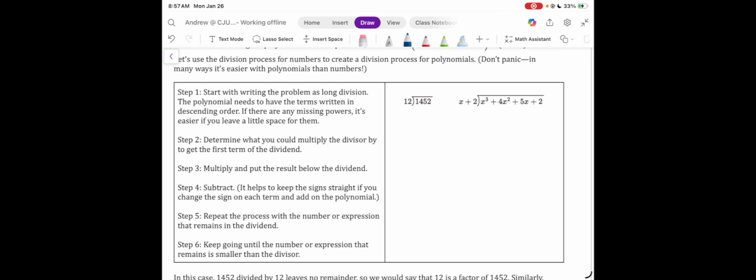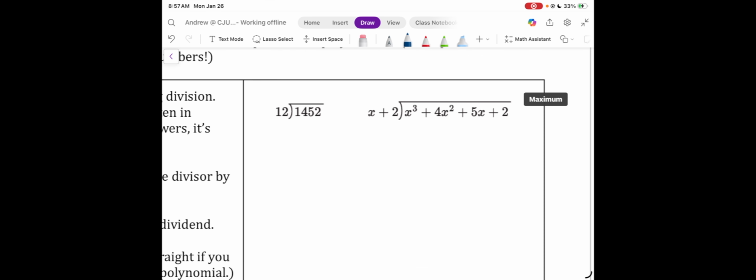So back in the days of elementary school, we would say, does 12 go into 1? No. Does 12 go into 14? Yes. It goes one time. 1 times 12 is 12. And then subtract.